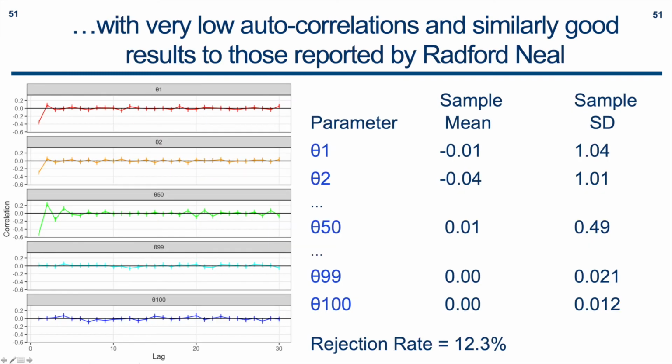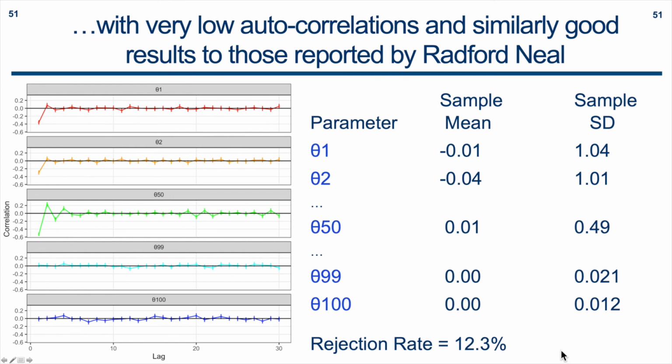Here we can see the autocorrelation plots for theta 1, theta 2, theta 50, theta 99 and theta 100. And what we see is that at a lag of just 2 or 3, the correlations are essentially down to 0 for all of our parameters. If we summarize our parameters here, the sample means should be close to 0, and that's what we see. The sample standard deviation for theta 1 should be about 1, and it is. Theta 2 is around 1, and it is. Theta 50 is around 0.5, and theta 99 and theta 100 are 0.02 and 0.01. So everything's looking pretty good for a fairly complex model.